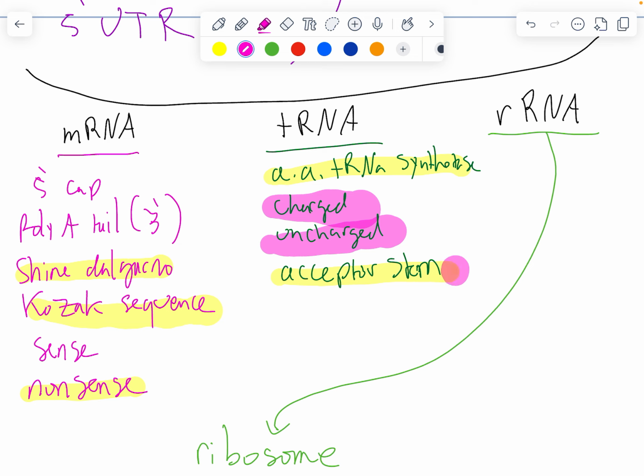And every time they're charged, they have the appropriate amino acid added to their acceptor stem. So there are regions within the cloverleaf shape of each individual tRNA molecule that allows tRNA synthetase to recognize the appropriate amino acid. But all of their acceptor stems are the same. So once it recognizes the appropriate amino acid, it can charge it by adding it to the acceptor stem.